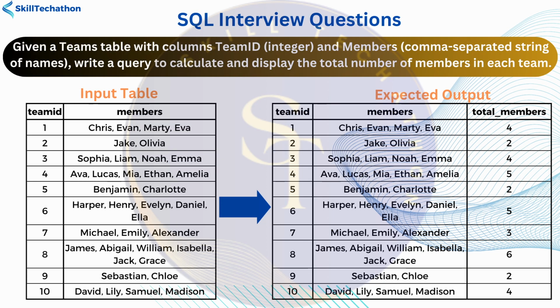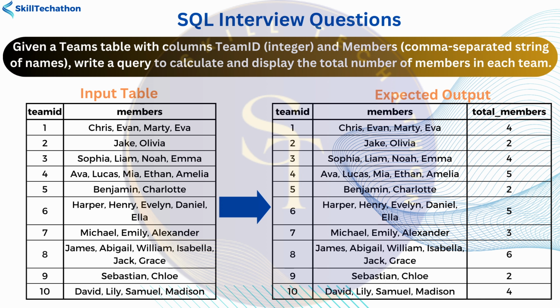Today we are going to look into one of the SQL questions which was asked during an interview. The question is: given a Teams table with columns team ID and members, which has a comma separated string of names, we need to write a query to calculate and display the total number of members in each team.